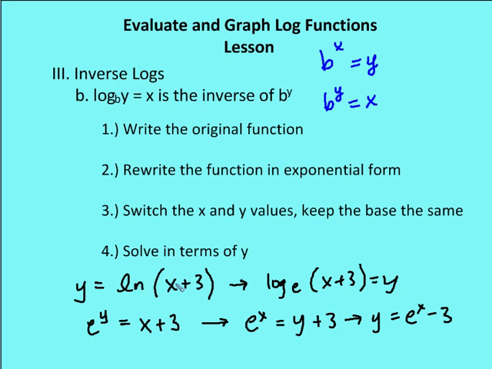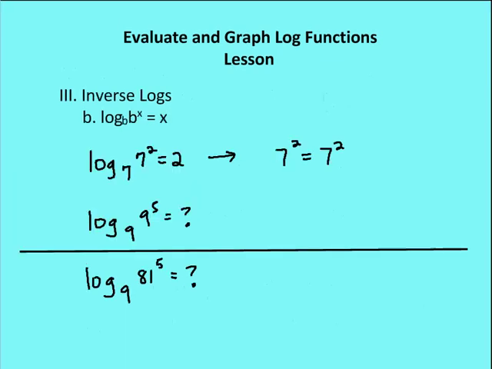I have y is equal to the natural log of x plus 3. Now I have log base e, right? So I express this with the base e. Log base e of x plus 3 is equal to y. Now I'm going to rewrite this in exponential form: e to the y is equal to x plus 3. Now I'm going to switch the x's and the y's. Now I have e to the x is equal to y plus 3. And now I solve for y. y is equal to e to the x minus 3. It's that simple. All right, so that's inverse logs.